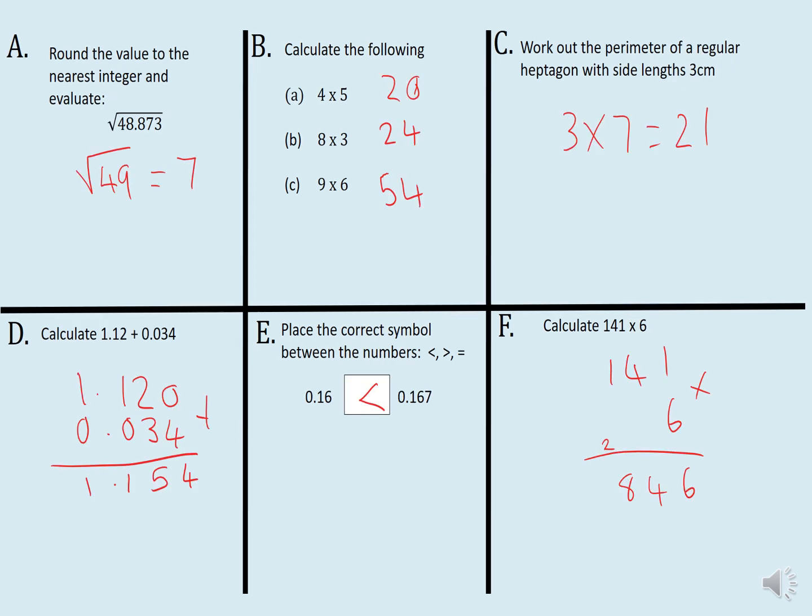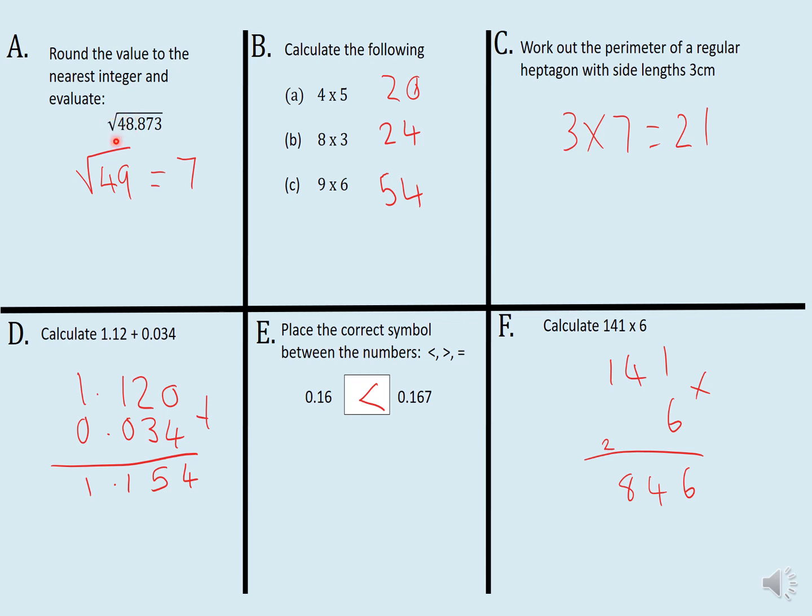Here are the answers for the starter. Change to green pen and self-mark it. Just a quick reminder, when you're rounding a number to the nearest integer, what you need to look for. 48 is the integer, isn't it? So you look at the number straight after the decimal point, which is 8. Because it's more than 5, I need to round the number before the decimal point up. So if I round that number up, it changes to 49.